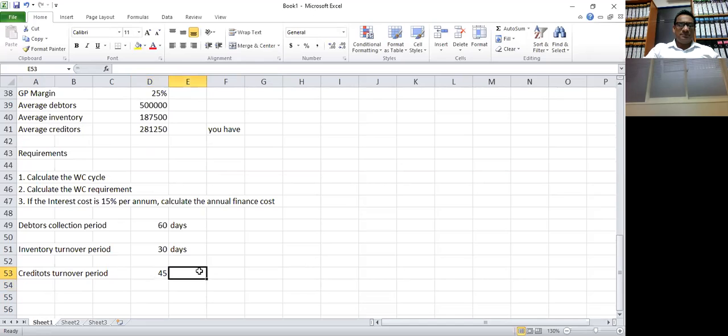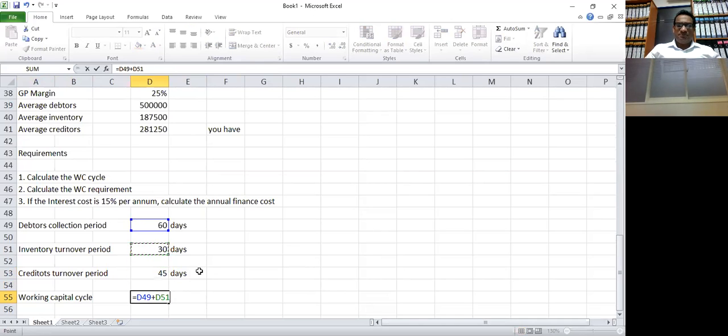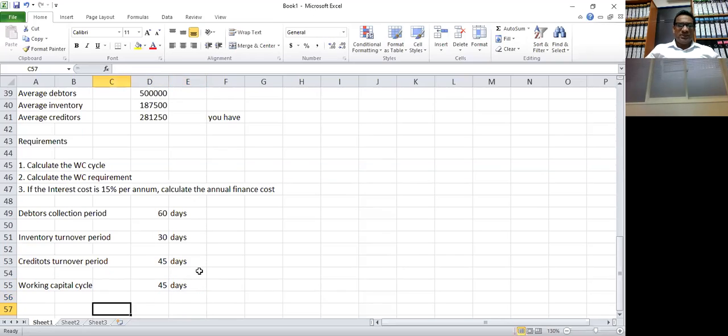So basically, all these are days. Working capital cycle, beautifully I can calculate. Working capital cycle: 60 plus 30 minus 45. So exactly working capital cycle 45 days. So this is the answer for the first part.